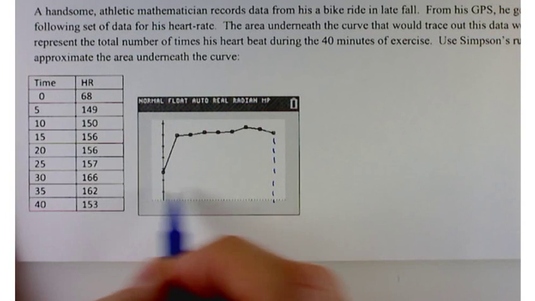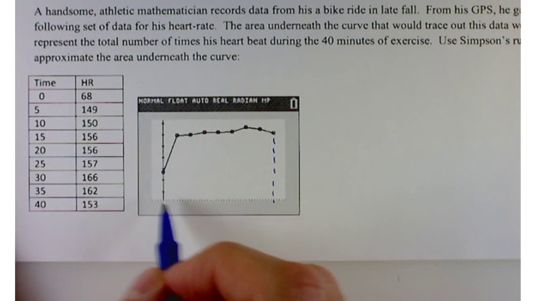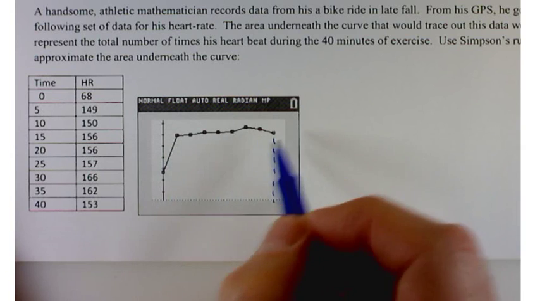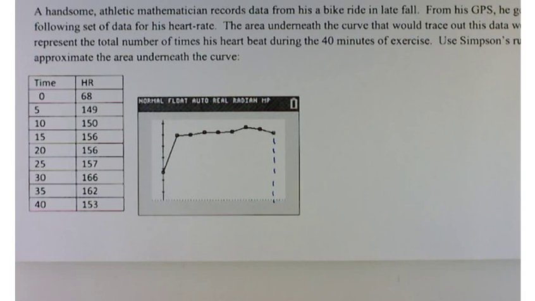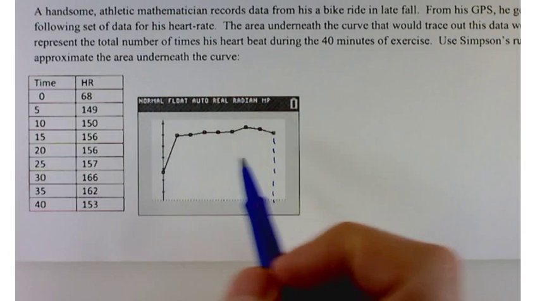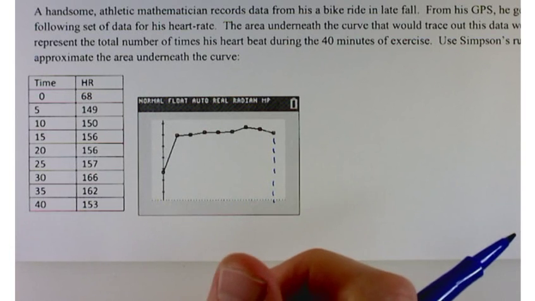Now let's think about what the area underneath this curve would represent. If you took the heart rate and plotted it out, found the area underneath this curve, what would it represent? Nick? Yeah, total amount of heartbeats. So how many times did the heart beat for this athlete in this interval?